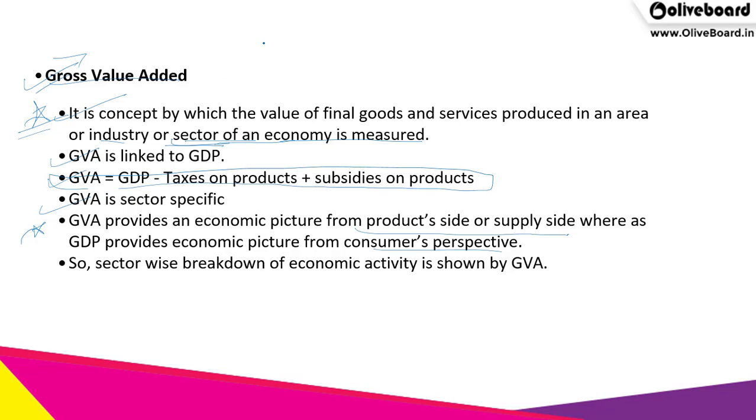So sector wise, we have many sectors: the agriculture sector, the health sector, the education sector, the auto sector. Then we have the IT sector, then let's say the consumer durable sector. So there is some GVA for the auto sector, some GVA for the IT sector, some GVA for the pharma sector. So sector wise, and if we add all the GVAs, we will get GDP in a way.